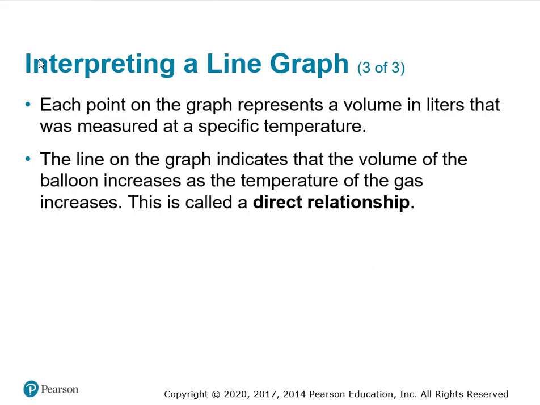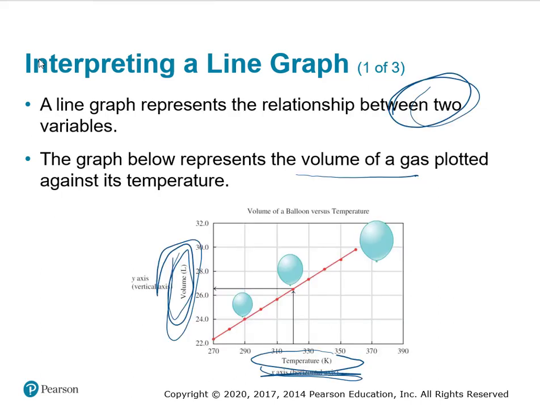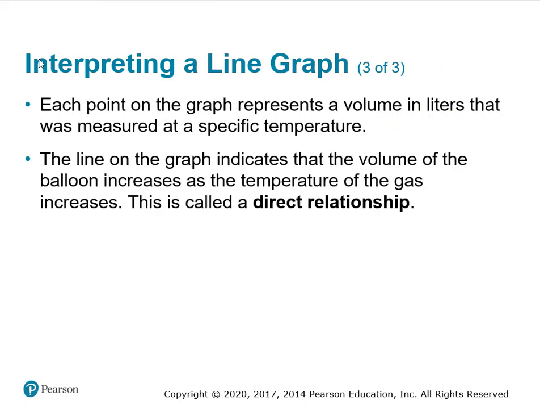Each point on the graph represents a volume in liters that was measured at a specific temperature. And then the line on the graph indicates that the volume of the balloon increases as the temperature increases. This is a direct relationship. We can see that as the volume goes up, the temperature goes up. So that is a direct relationship. As one increases, the other increases.